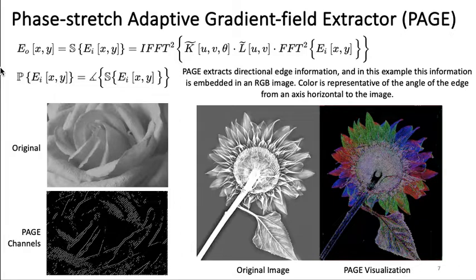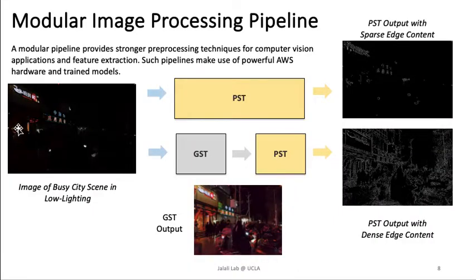And what we see here on the left is an animation that goes channel by channel through the PAGE output, while on the right, we can see PAGE output embedded in RG space with color representing directionality. And so one thing that we've noticed with these is that these algorithms can be used in conjunction with each other for more powerful actual composite techniques.